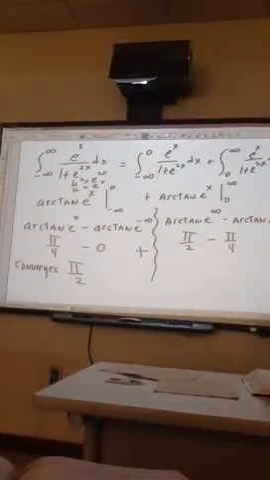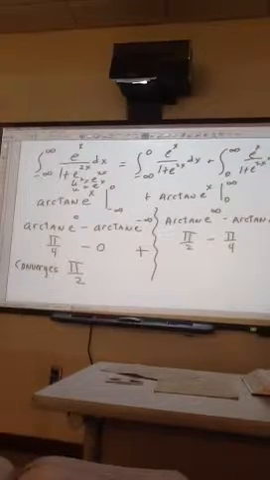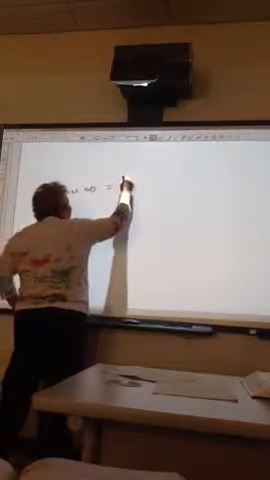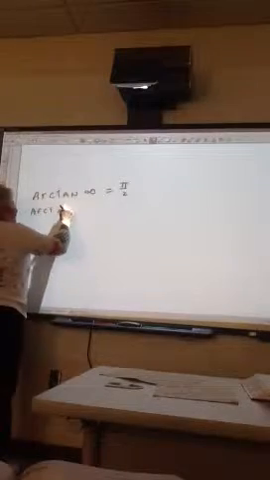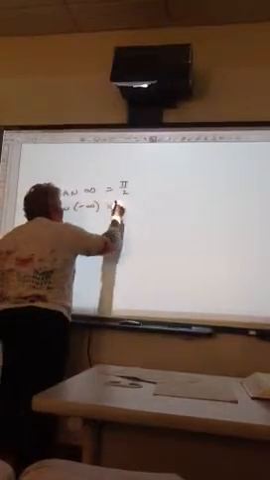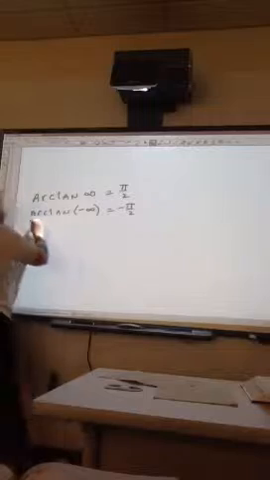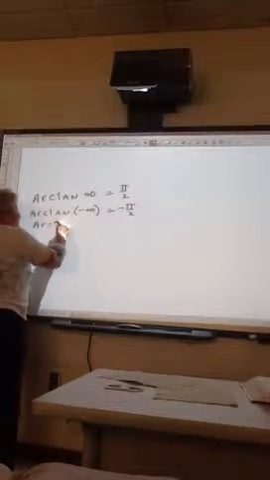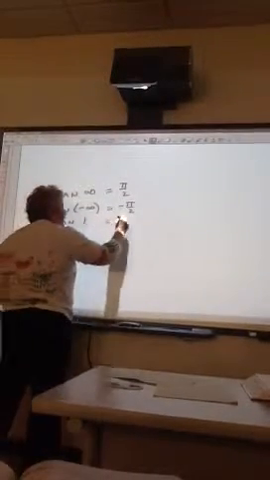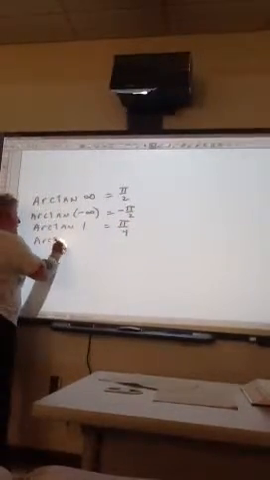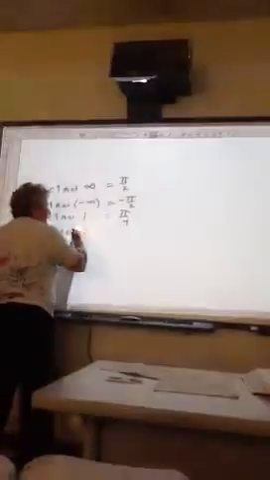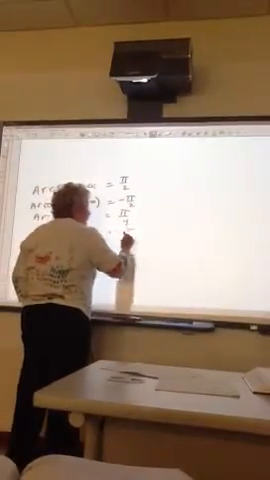Hang on a second. Is it okay? Yeah. I just thought, better let me write it, because that way, arctan of infinity is pi over 2. Arctan of negative infinity is negative pi over 2. The other one that you see a lot is arctan of 1, and that's pi over 4. If you do see an arctan of negative 1, that's negative pi over 4.